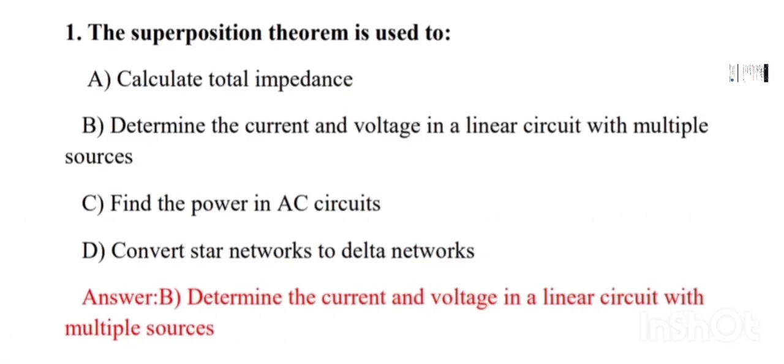Question number 1. The superposition theorem is used to: option A, calculate total impedance; option B, determine the current and voltage in a linear circuit with multiple sources; option C, find the power in AC circuits; option D, convert star networks to delta networks. The right one is option B. Determine the current and voltage in a linear circuit with multiple sources.